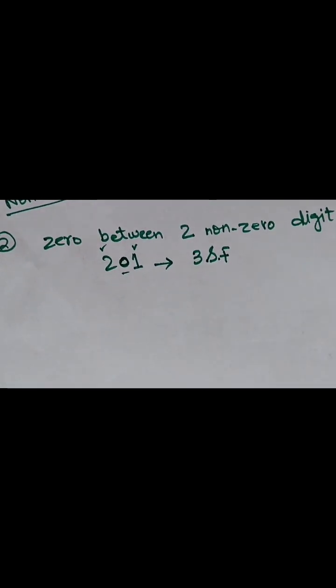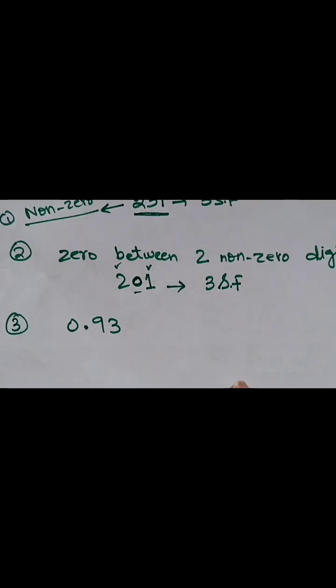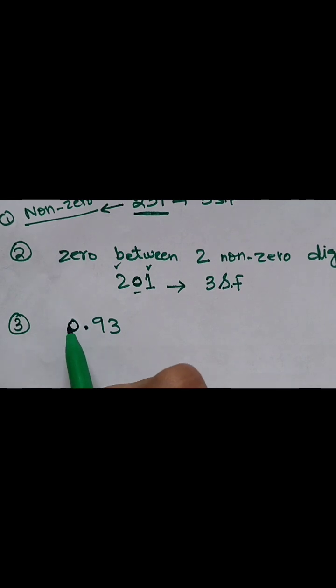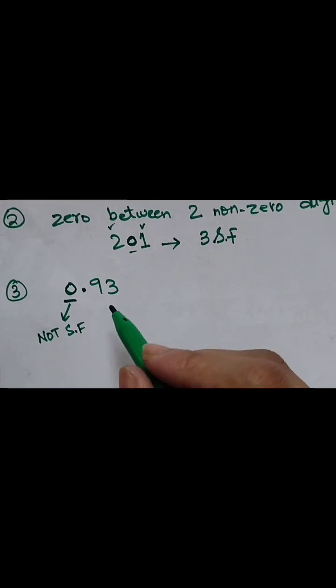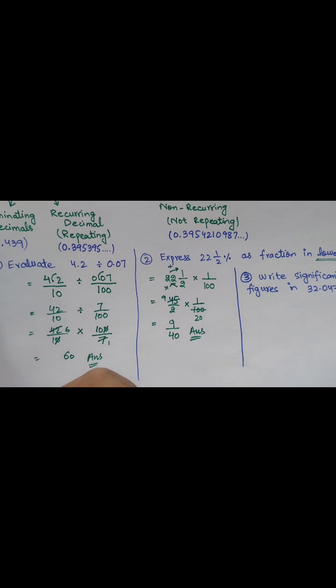Next, moving towards rule number 3. The rule number 3 is about this 0 before the point. This is your decimal, and before the decimal we have 0. This is not a significant figure. We don't count it. I am writing not significant figure.